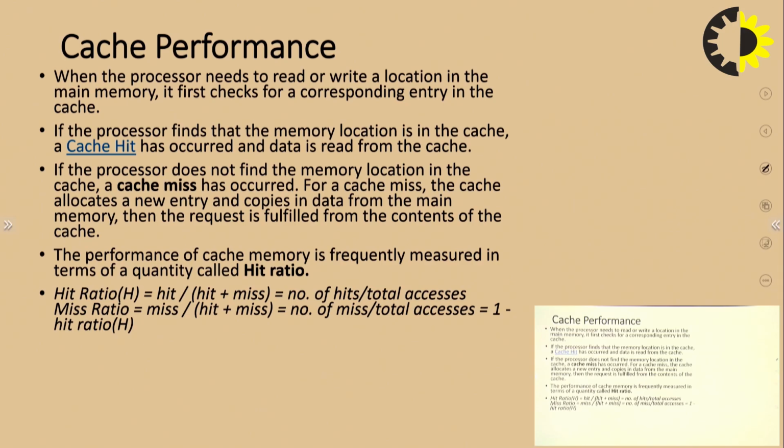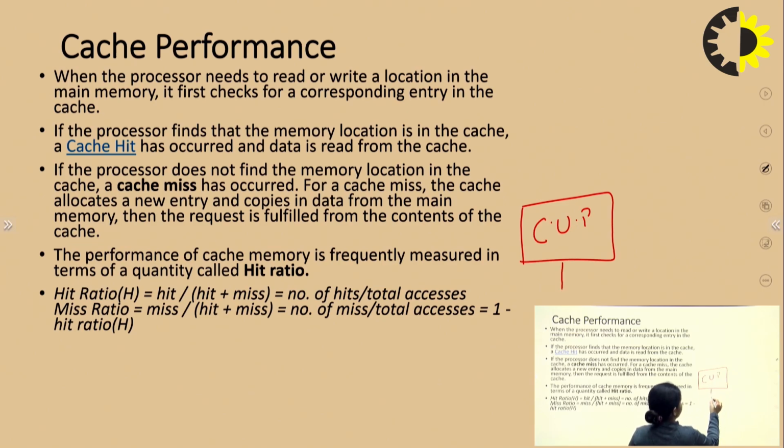Now the main thing comes: cache performance, how it will increase and on which basis we calculate the performance of cache memory. See, I will make a diagram. It is a CPU, then cache memory, and then main memory.